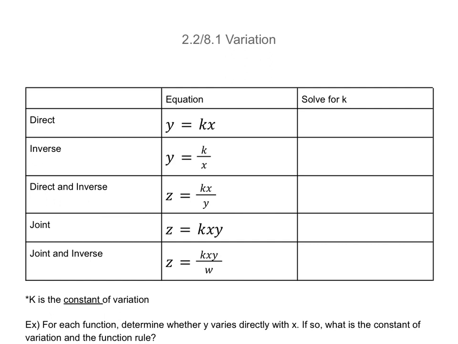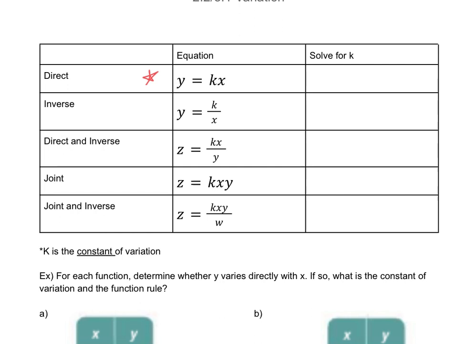So this is all about variation, and there's 5 different types of variation that we're going to talk about. So the first one is direct variation. You need to have this formula, that equation memorized. So direct variation is y equals k times x. And then something you should know is k is the constant of variation. So I don't know why they didn't use c for constant, they used k. It is what it is.